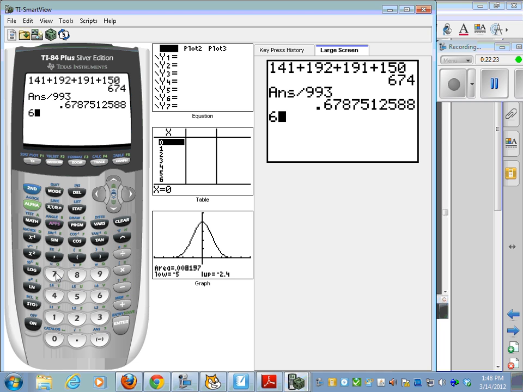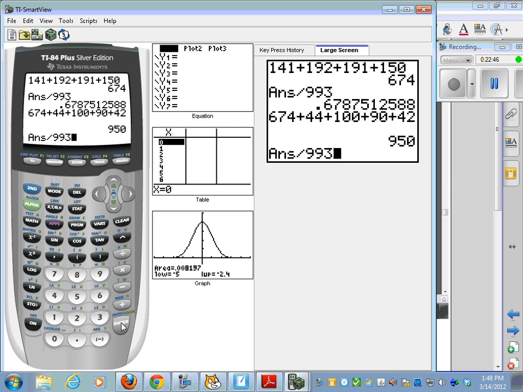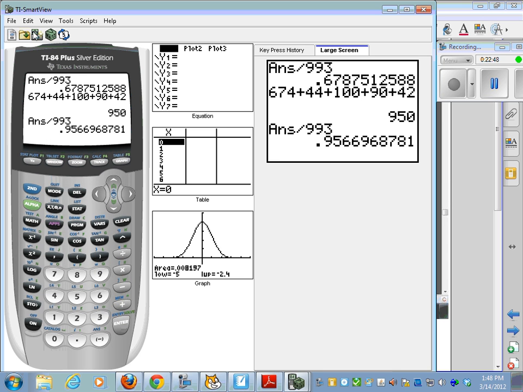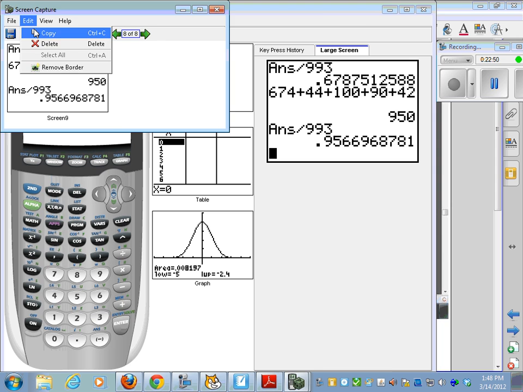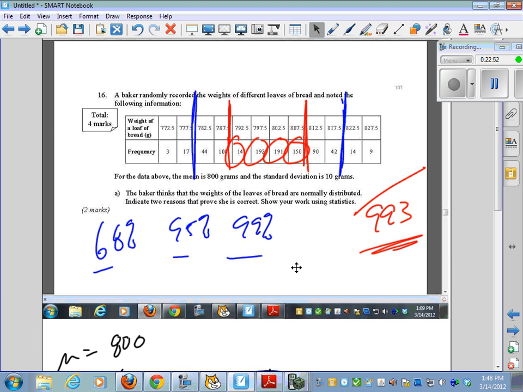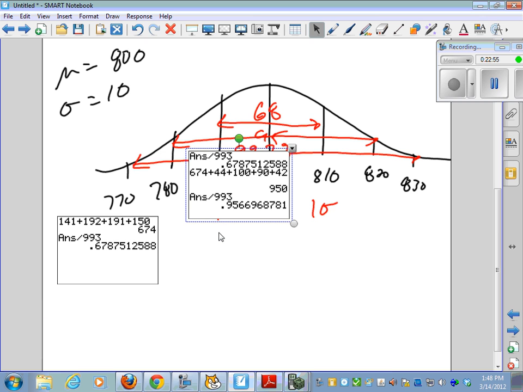Right? So I take my 674 and I add on a 44 and 100. And I also add on a 90 and a 42, right? 950 loaves of bread are within 2 standard deviations. Divide that by 993. 96%. Is that close enough? Most people would say, yeah, that's close enough.